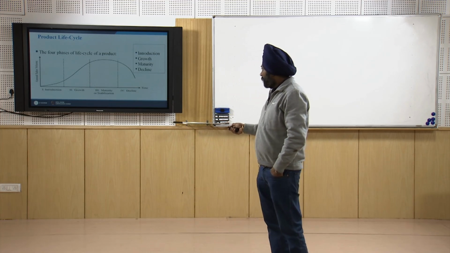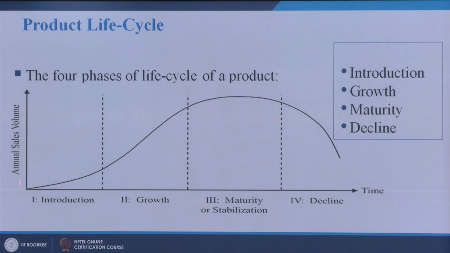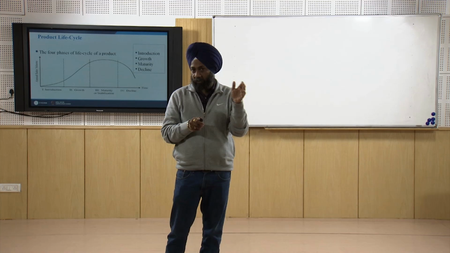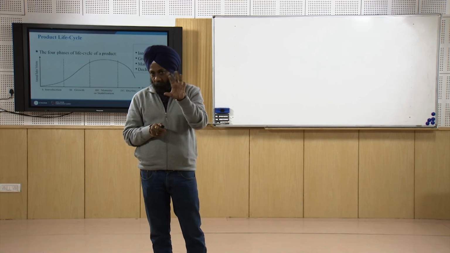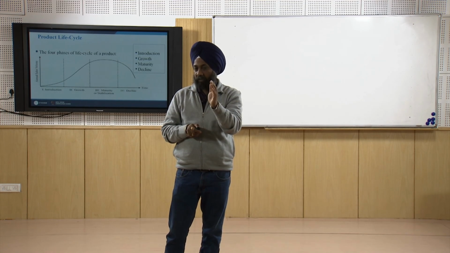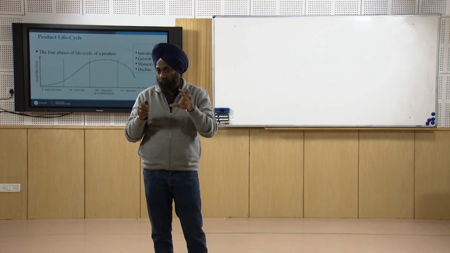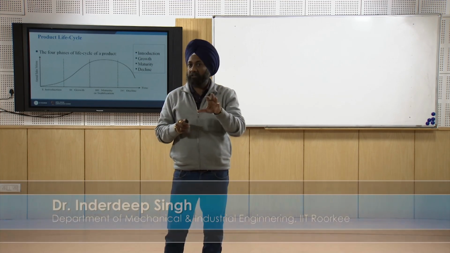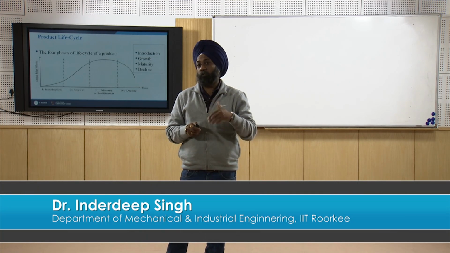In the next slide we can see the 4 phases of the life cycle of a product. On the y axis we see annual sales volume, and on the x axis is the time. The 4 phases of the life cycle of a product are: introduction, growth, maturity or stabilization, and decline. Again to revise: introduction, growth, maturity and decline. Any product which is launched in the market will definitely undergo these 4 stages, or the demand of that product will go through these 4 stages, starting from introduction, growth, maturity and finally decline. And this type of information or these cycles will help us in our decision making related to new product development.